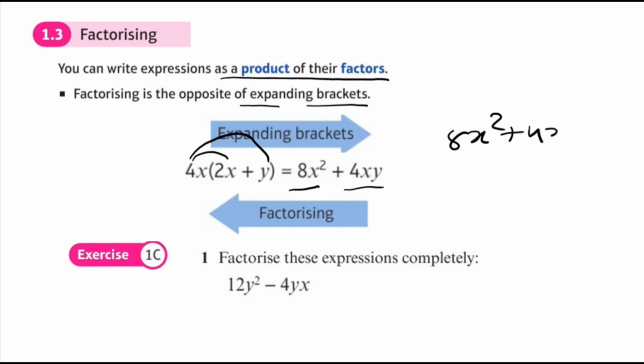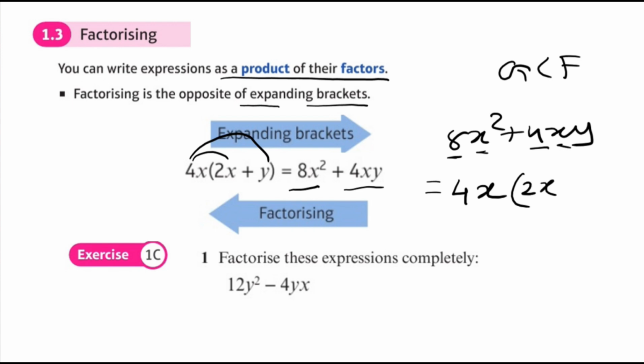So 8x squared plus 4xy. To factorize, first we have to find the greatest common factor, which we call the GCF. 4 is the greatest common factor of 8 and 4, and x is the common factor of x squared and x. What is left we have to keep in a bracket. From 8x squared, taking out 4x, 2x is left here, and here plus y is left. So this is our factorization, which is the same as what is given here. So we know expanding brackets is the opposite of factorizing.